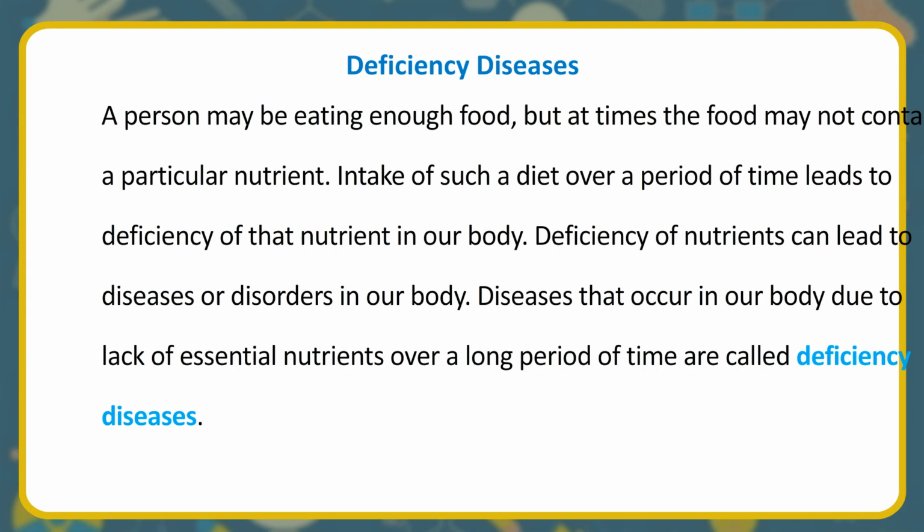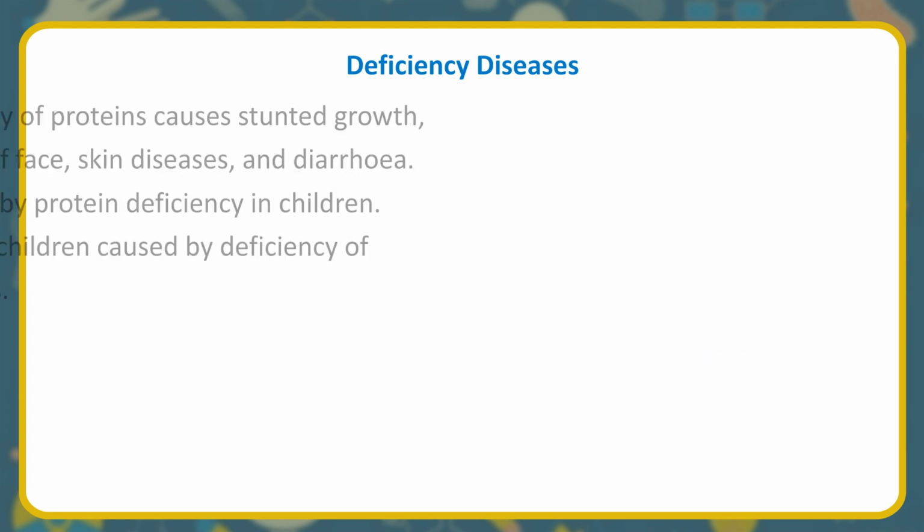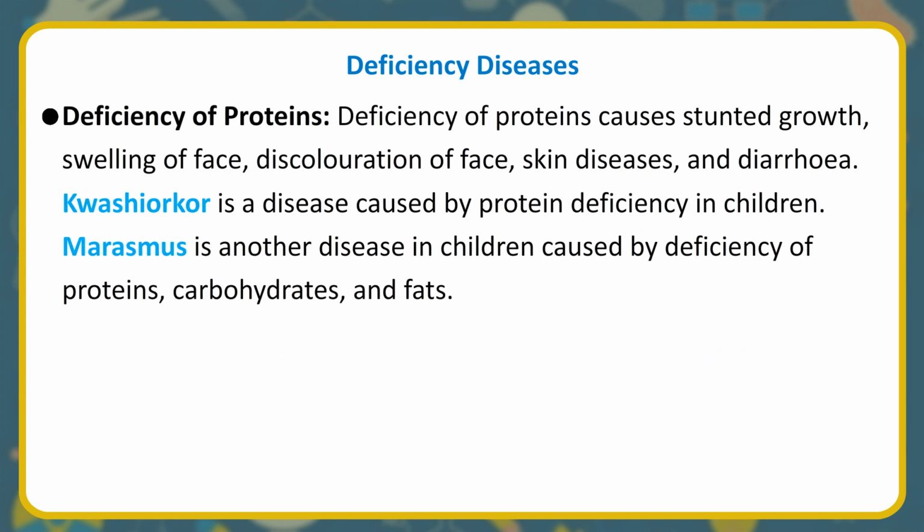Deficiency diseases. A person may be eating enough food, but at times the food may not contain a particular nutrient. Intake of such a diet over a period of time leads to deficiency of that nutrient in our body. Deficiency of nutrients can lead to diseases or disorders in our body. Diseases that occur in our body due to lack of essential nutrients over a long period of time are called deficiency diseases.